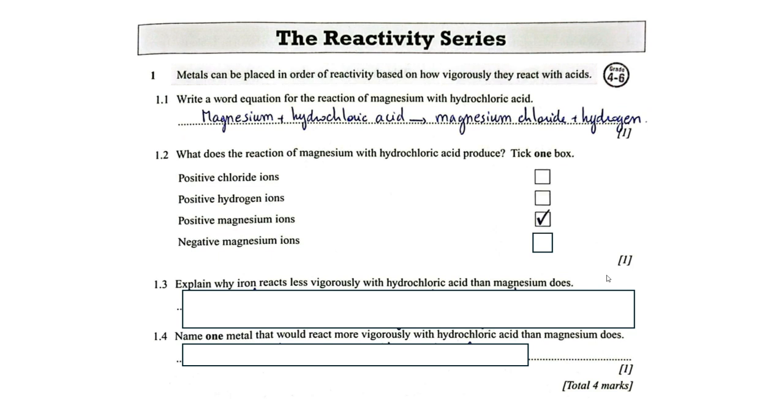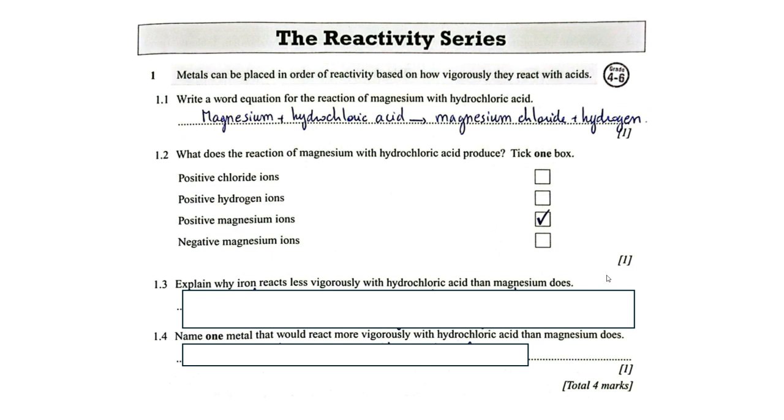Because your hydrogen ion will react to form hydrogen, H2, and your magnesium is going to form Mg2+ ions in magnesium chloride. So the correct answer was positive magnesium ions. It's not negative, because magnesium loses 2 electrons. Each electron is negative, making the ion positive.